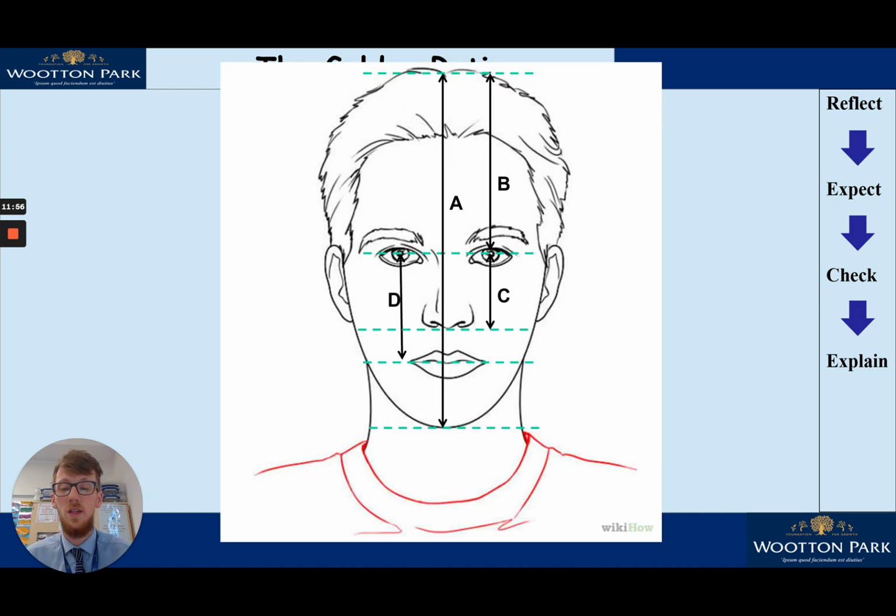Okay, so we can see those here. So A is top of your head to your chin. If you want to pause this at any time to know which bits you're measuring, measure each part with a ruler. Try and be as accurate as you can. Try and do it to the nearest millimeter if you can.